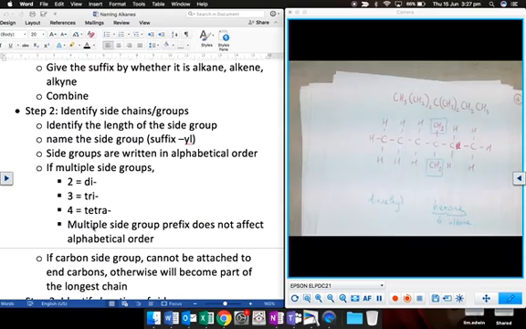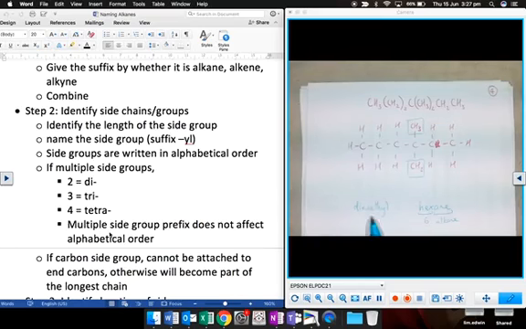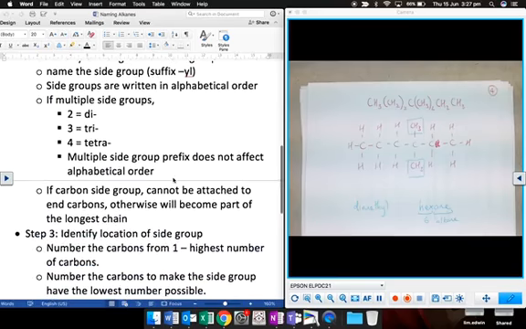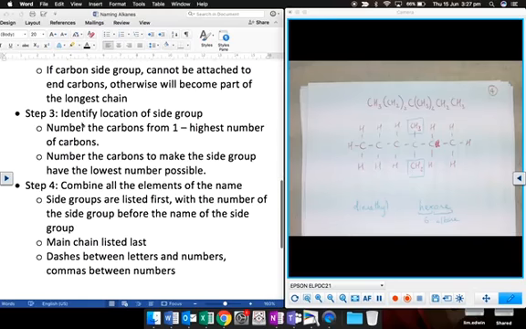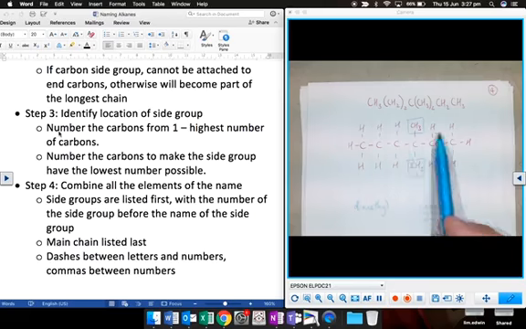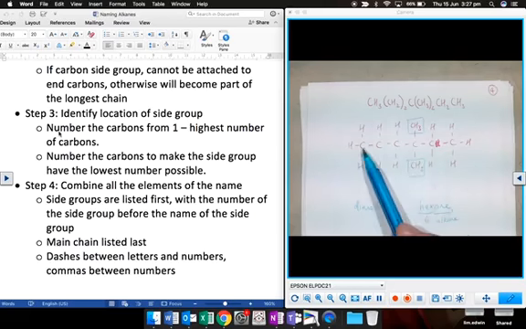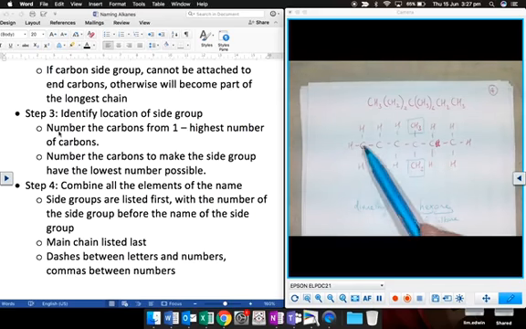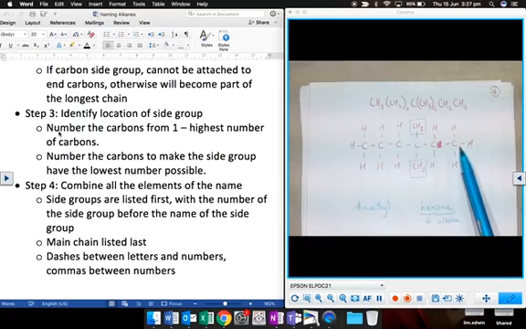When you have multiple side groups, the prefix here doesn't affect the naming. If we read over here, the side groups are written in alphabetical order. We'll get to that in a moment. All right, let's go to step number 3. We're going to identify the location of these side groups. They have to be given the location in terms of where they are on this carbon chain. This carbon chain consists of 6 carbons. So it could be on the first carbon, the second, the third, the fourth, the fifth, the sixth carbon. So we need to number it from the first carbon to the highest carbon, which is over here.